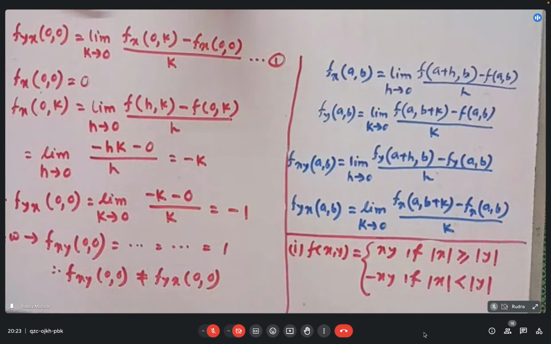fxy at (0,0) is not equal to fyx at (0,0). You will do this. This is your homework.